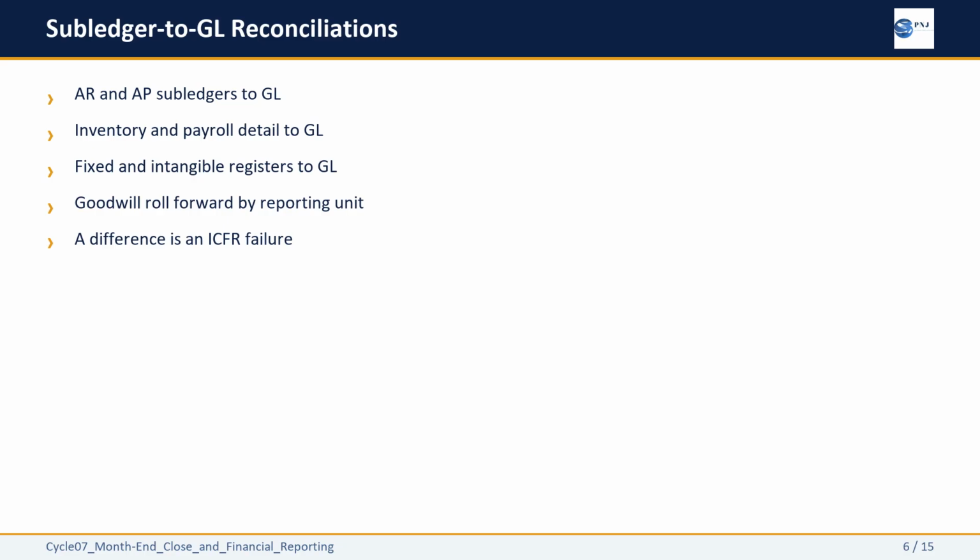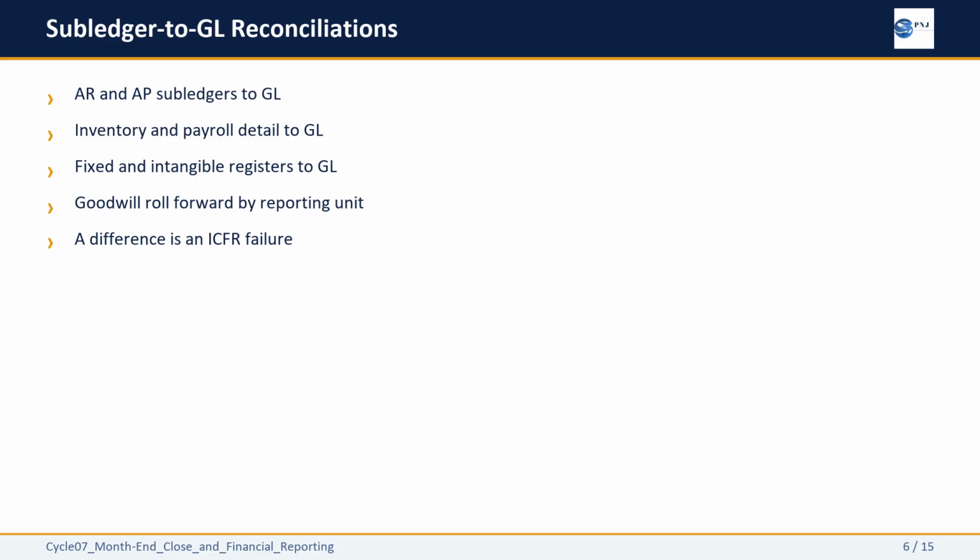Subledgers are maintained by operational teams, while the general ledger is the financial record. The subledger to GL reconciliation forces those two worlds to agree. The total of every customer balance in the AR module must equal the AR balance in the GL. The same holds for accounts payable, for inventory by category, and for payroll detail.